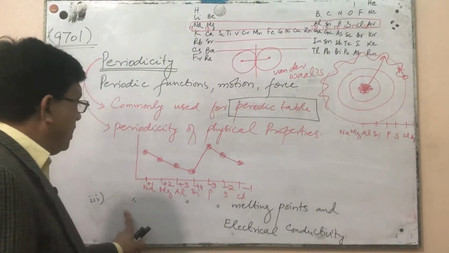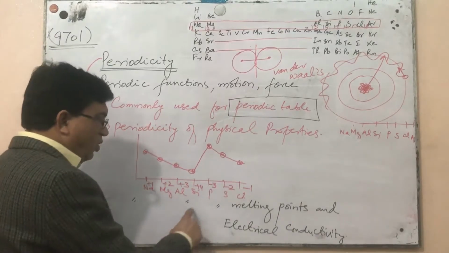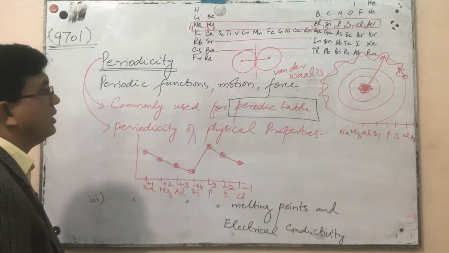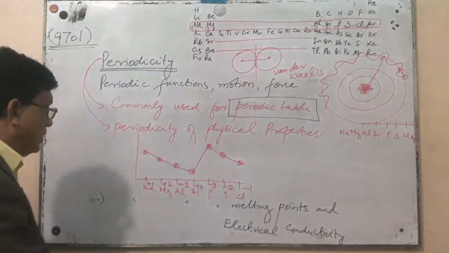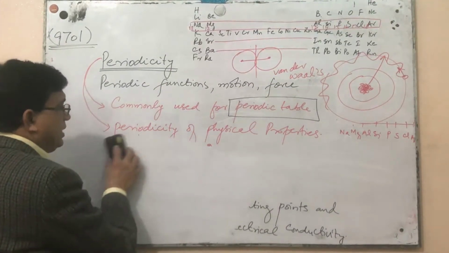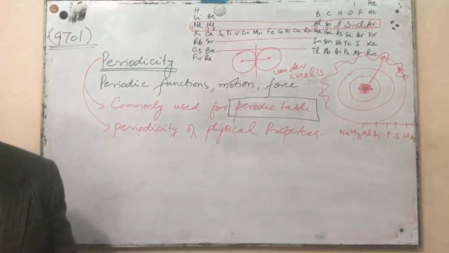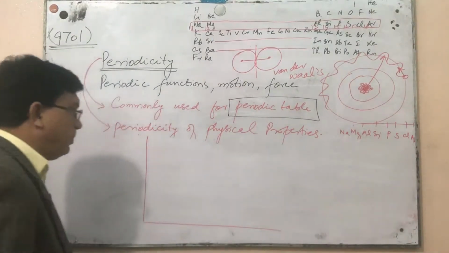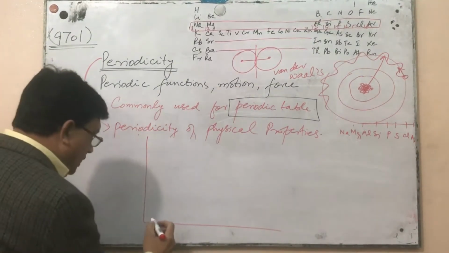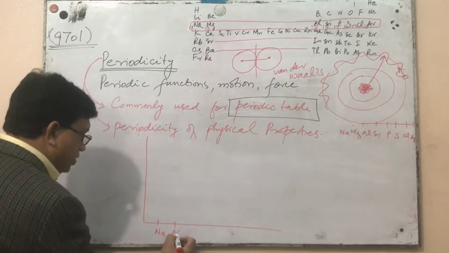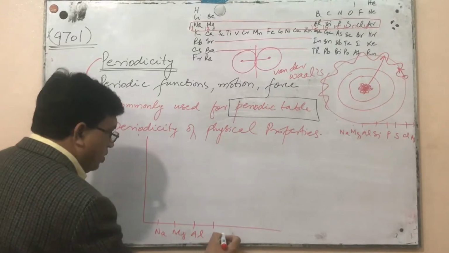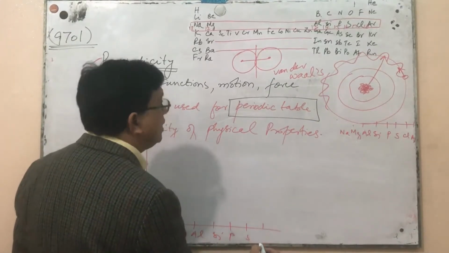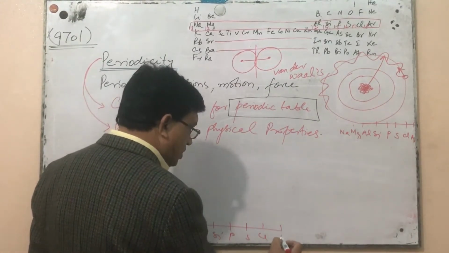Next is the periodic pattern of melting point and electrical conductivity during the first third elements. That can be represented graphically just like this. Now, the melting point is represented: this is sodium, magnesium, aluminium, silicon. After silicon, there is phosphorus, then sulfur, then after sulfur chlorine, and then argon.